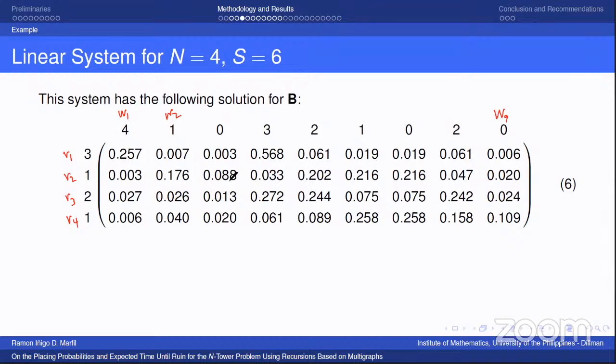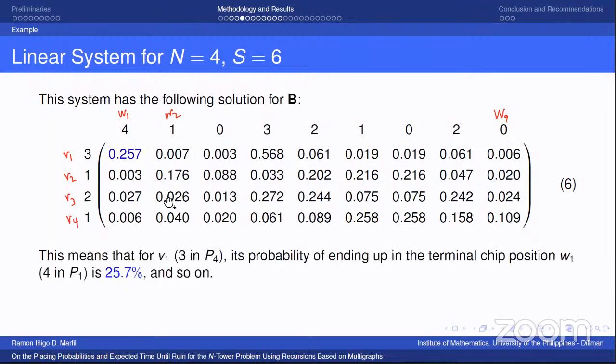Or what could be our interpretation of the entries here? What this matrix says is, for example, here 0.257 is the first entry. This means that for V sub 1, our 3 in the state P sub 4, its probability of ending up or being absorbed in the terminal chip position W sub 1, or the position 4 in the state 4110, is 25.7% and so on.